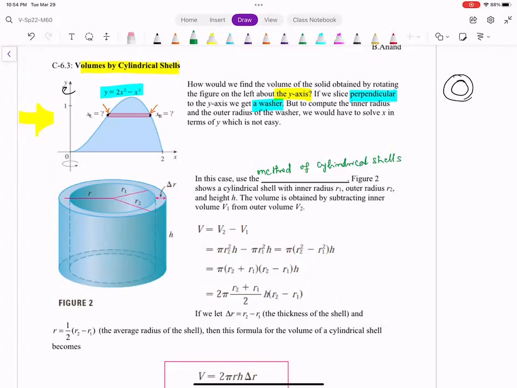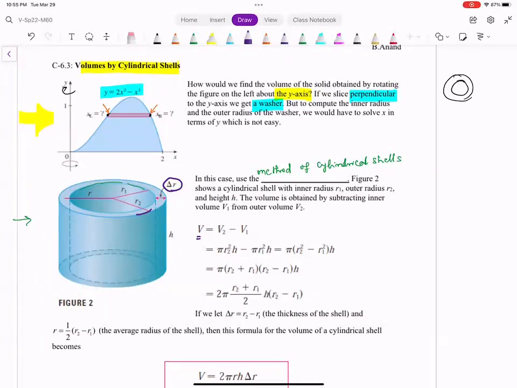Figure 2 shows a cylindrical shell with inner radius R1. So you have two rims. One is the inner radius R1. The other one is the outer radius R2, and the height of the cylinder is h. So you have a cylinder with inner radius R1 and outer radius R2, and the thickness of the cylinder is delta R. The volume is obtained by subtracting the inner volume from the outer volume. So the volume of the shell is V sub 2 minus V sub 1.